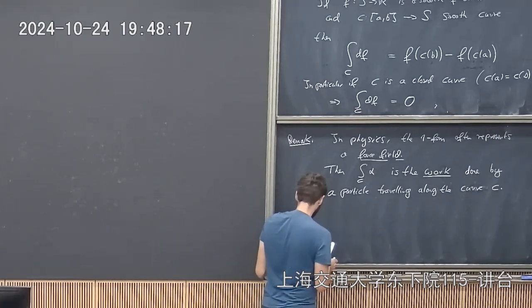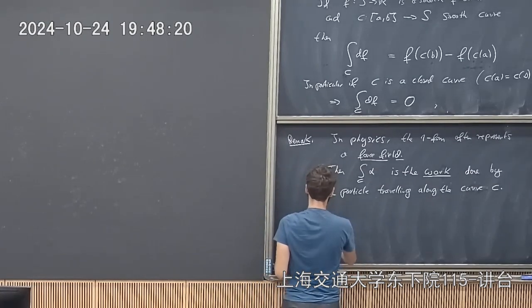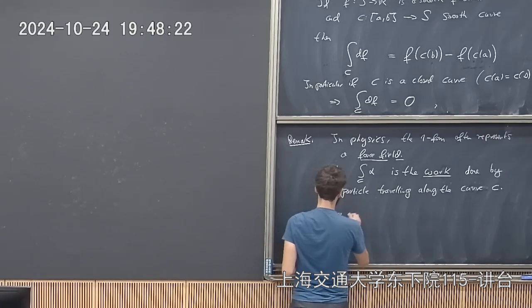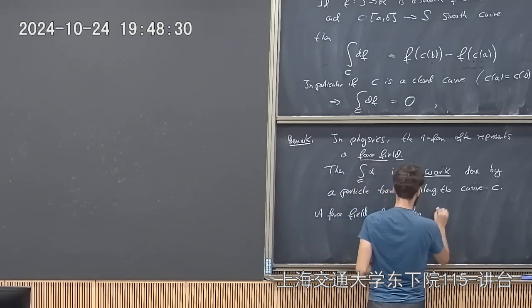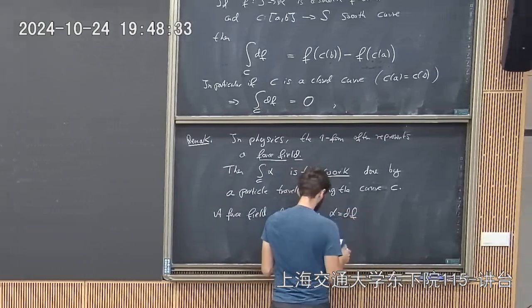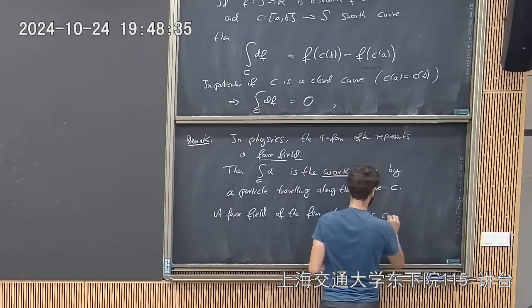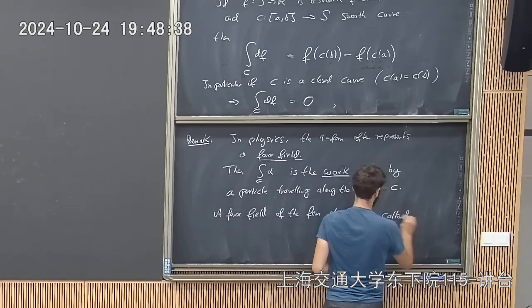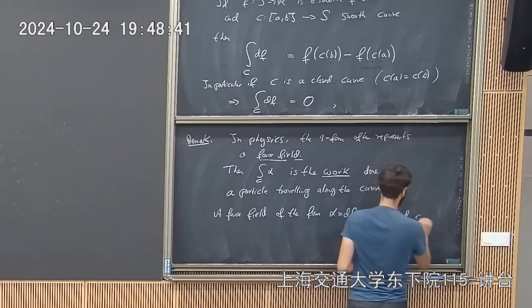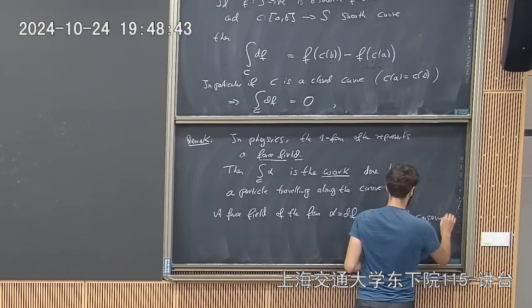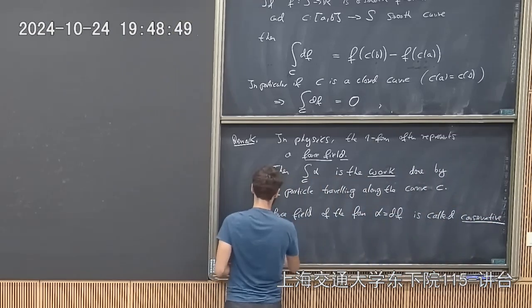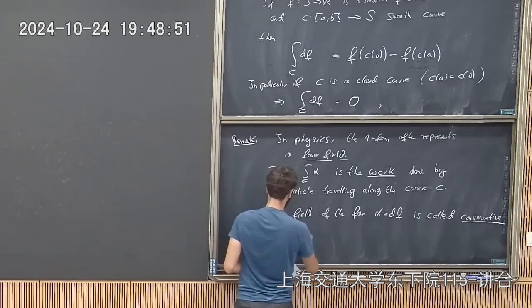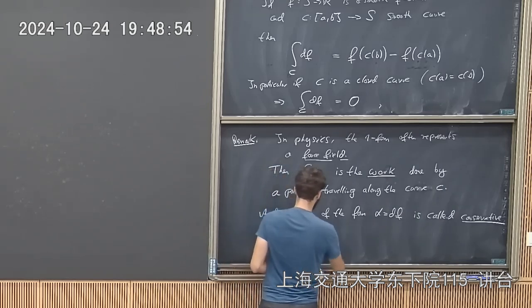So let me write this down. A force field of the form alpha equals dF is called conservative, with F being then the potential or the energy.